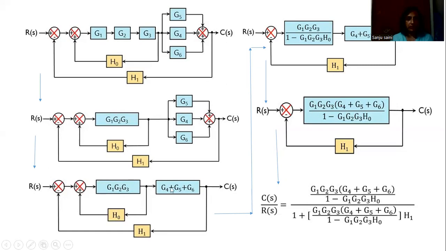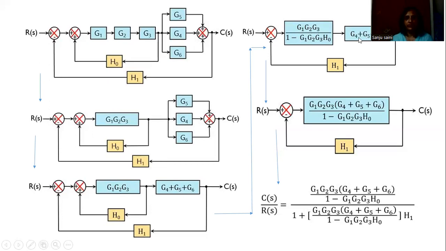So for this particular loop, the transfer function is G1, G2, G3 divided by this. And this will remain as it is, and H1 feedback will be present here. Now, after this replacement of this particular loop by this overall transfer function, we get two blocks which are coming in series with each other.